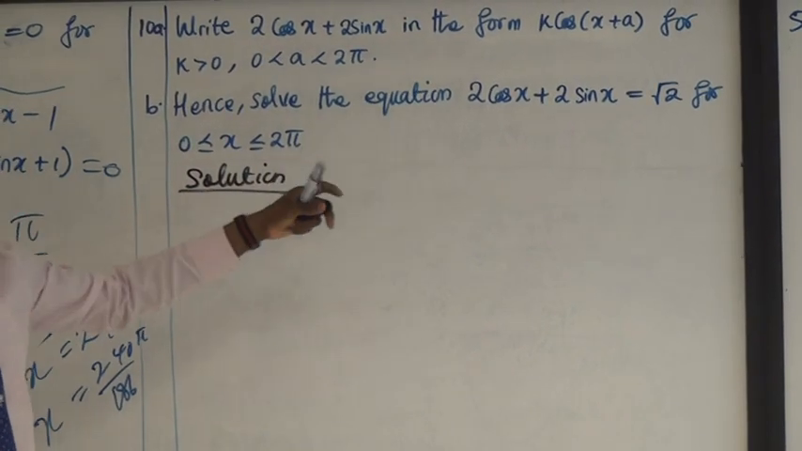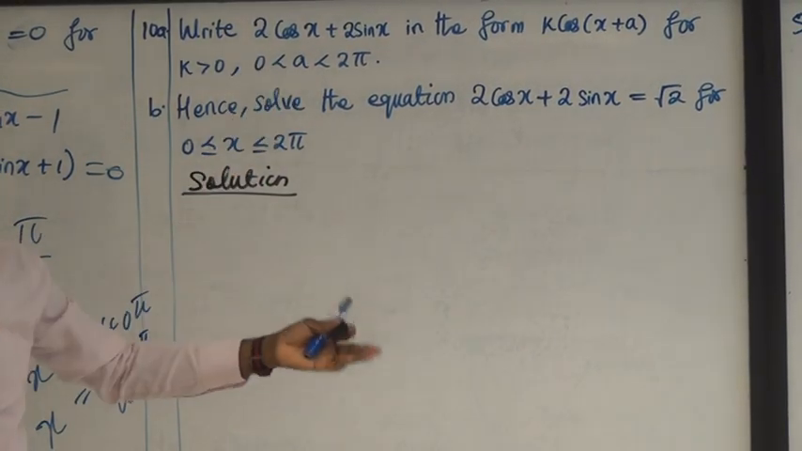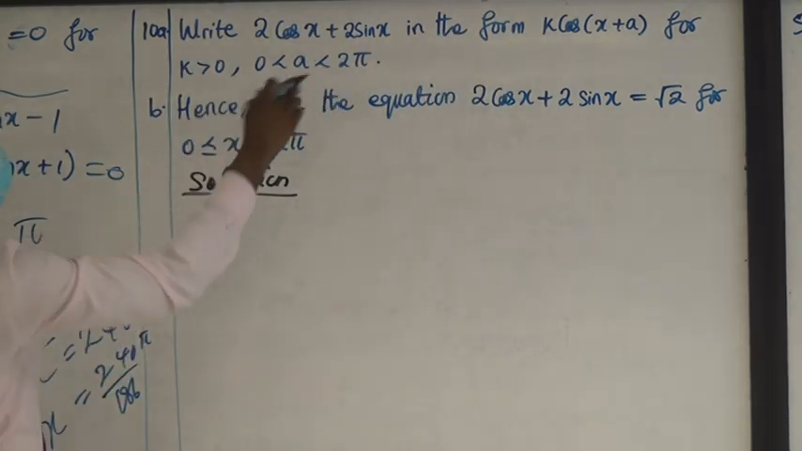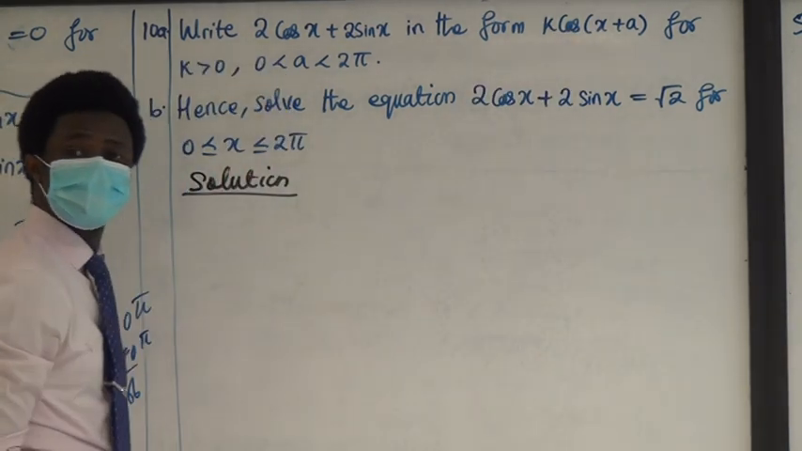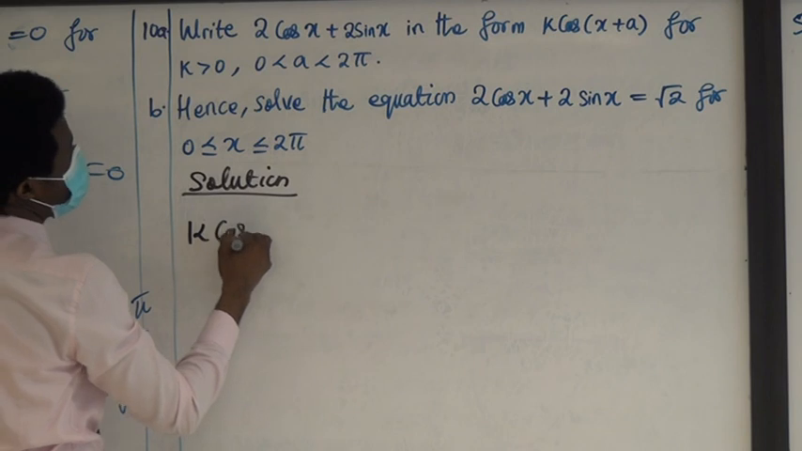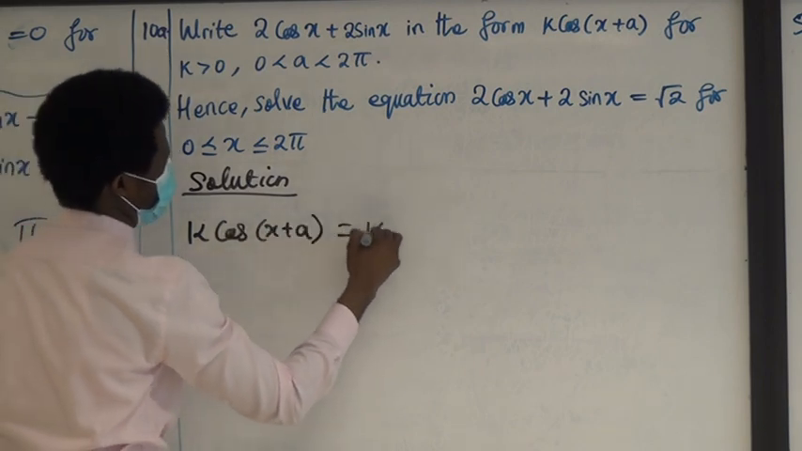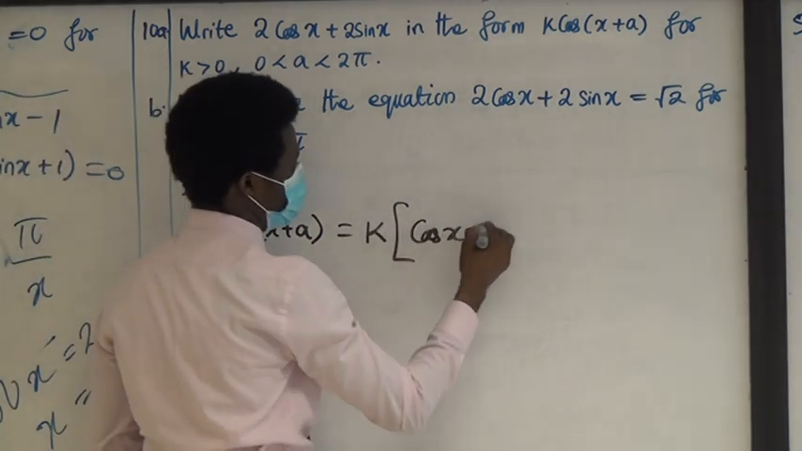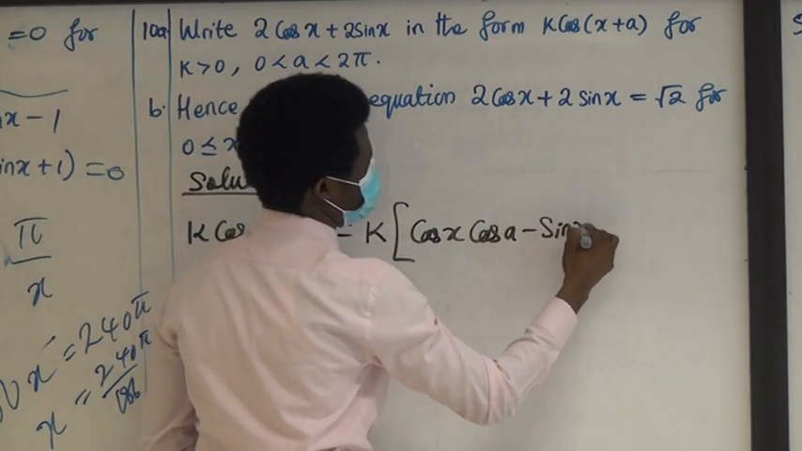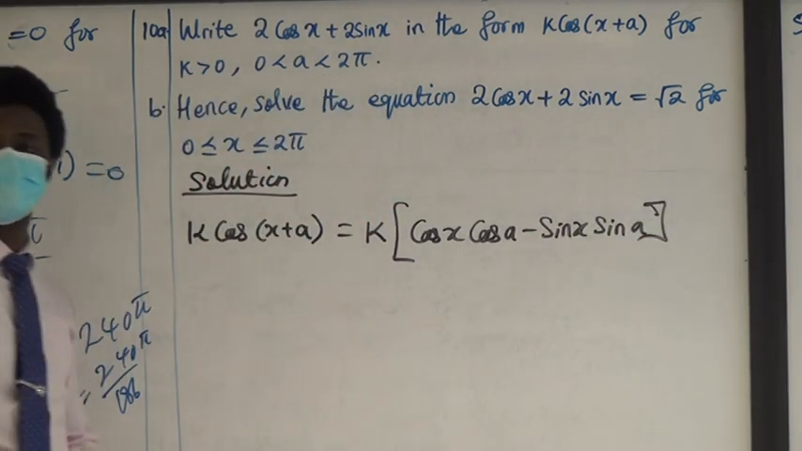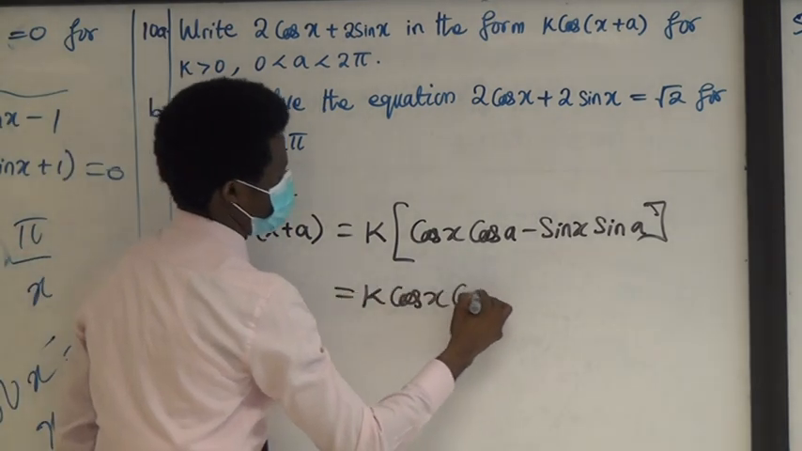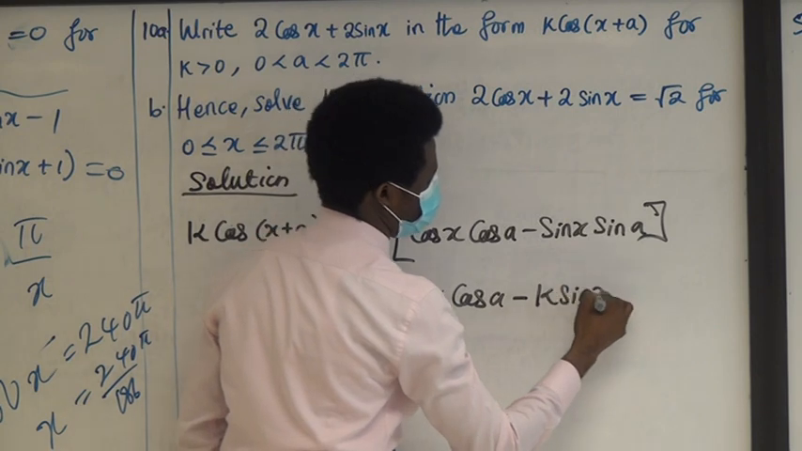Write this. In some questions, it's like express. During my time of learning some of this stuff, it always began with express this in the form that. Okay? So write this in this form, no problem. Start from here. So k cos x plus a is k cos x plus a. What do we use? Cos x cos a minus sin x sin a. Perfect. Okay? So this is k cos x cos a minus k sin x sin a.